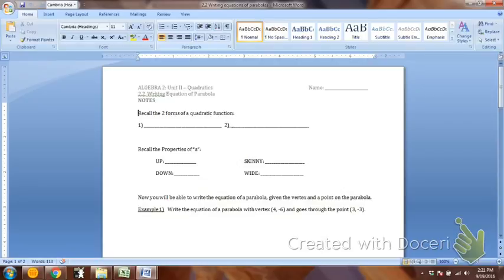Do you guys recall from Algebra 1? Sometimes you would be given the M and the B, and you'd have to write the equation, right? Or you'd be given a point or something, and you have to write the equation. This is the same concept.